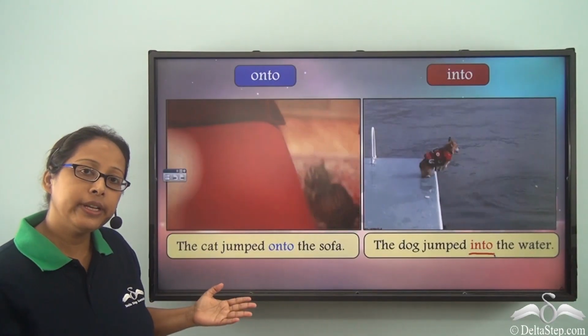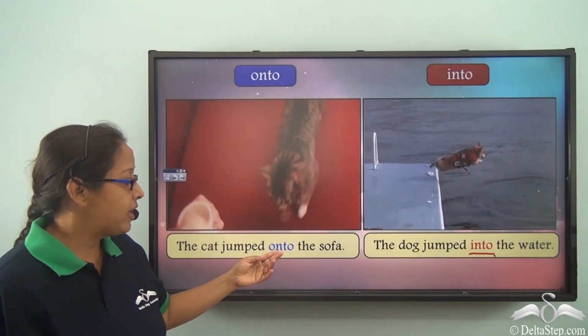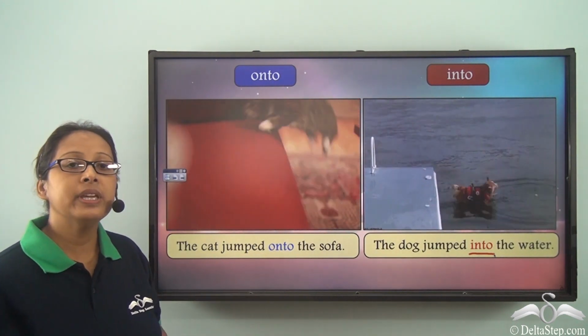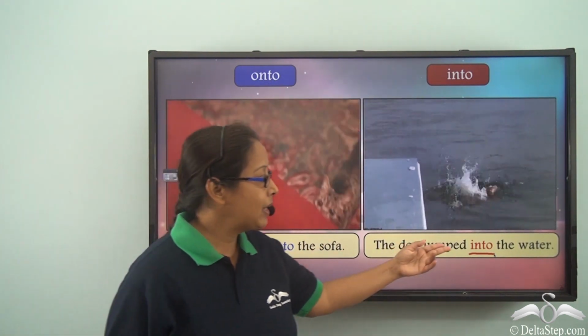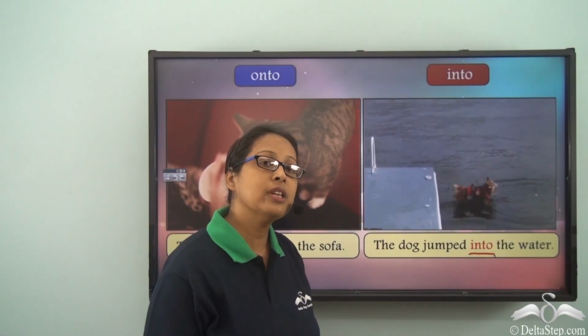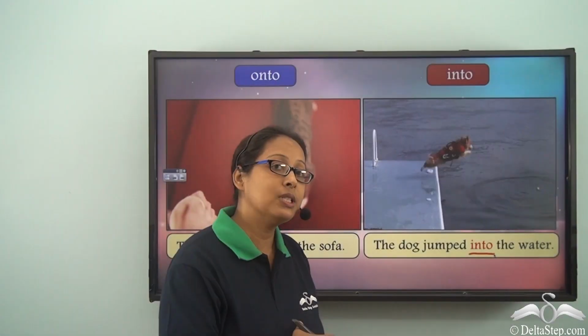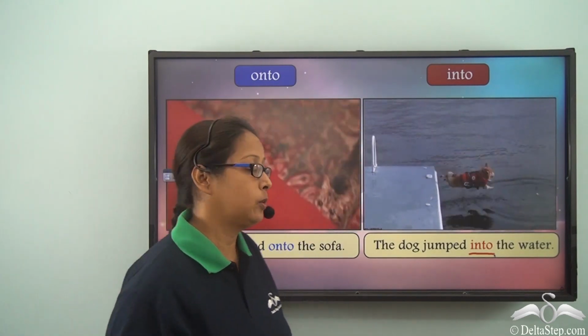So we can see very clearly in these two sentences, when we talk about onto, we mean that it is moving on the surface. But when we talk about into, we mean that something is moving into it from outside and it is moving inside now.